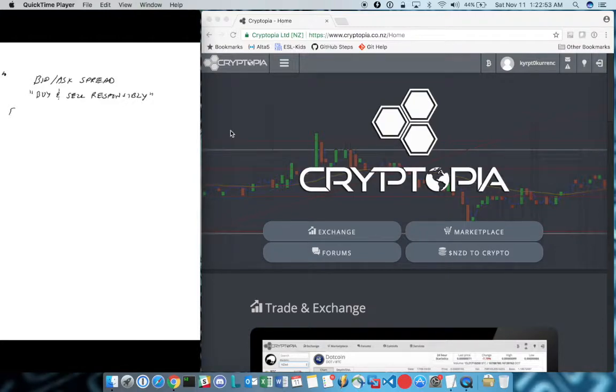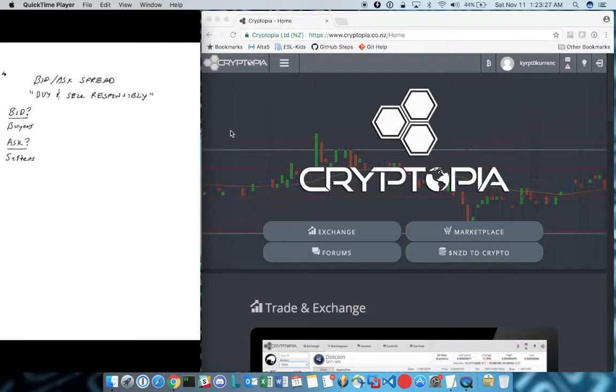What is a bid? These are buyers and what they're willing to pay for that particular asset. They are essentially bidding a price for that asset. What is an ask? That is what sellers are asking to be paid for that asset that they own. They are asking the price for that asset.